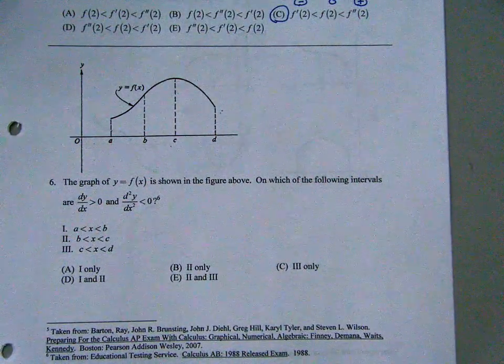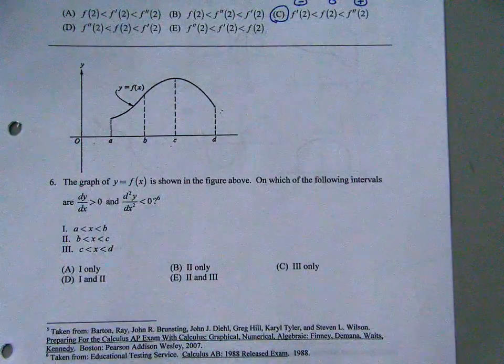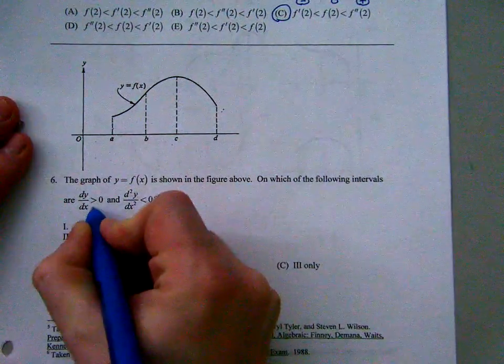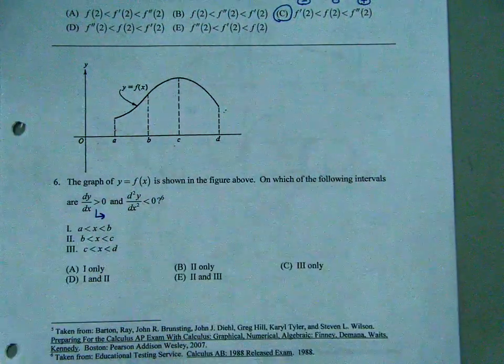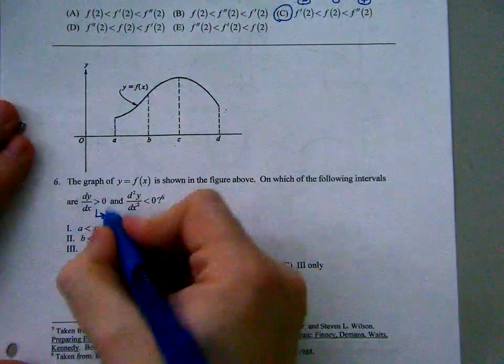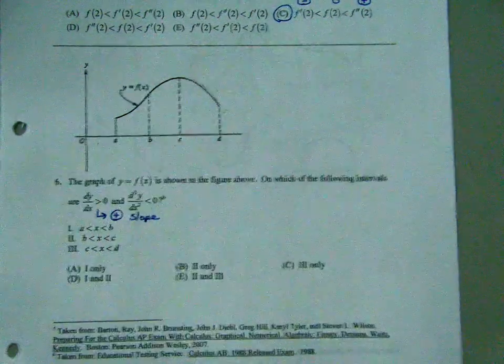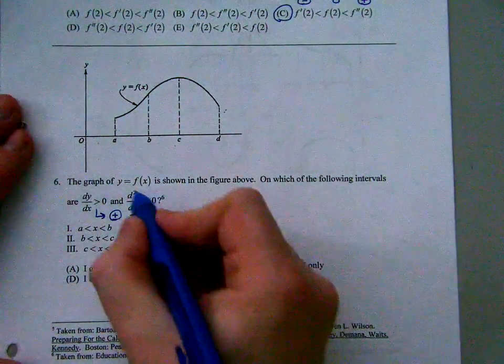Okay, let's see. Cole, what do you have to say about number 6? Well, we definitely know that the first derivative is positive between the interval of a and c. Okay, and so what are you actually looking for on the graph? How do you know the first derivative is positive? Because the slope is positive. Okay, so we're looking for a positive slope.